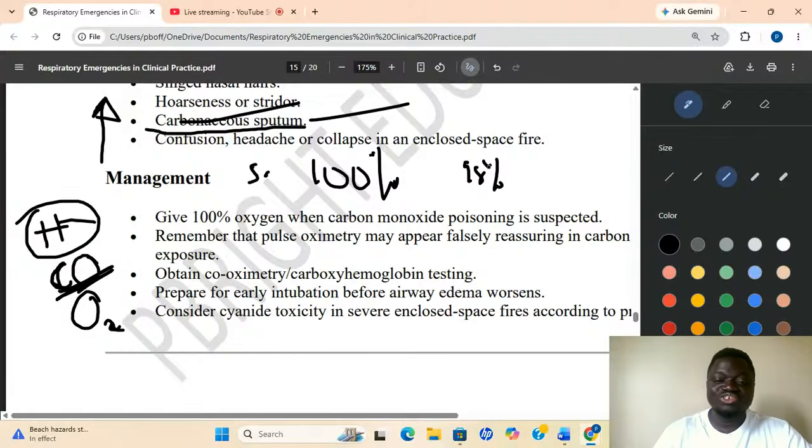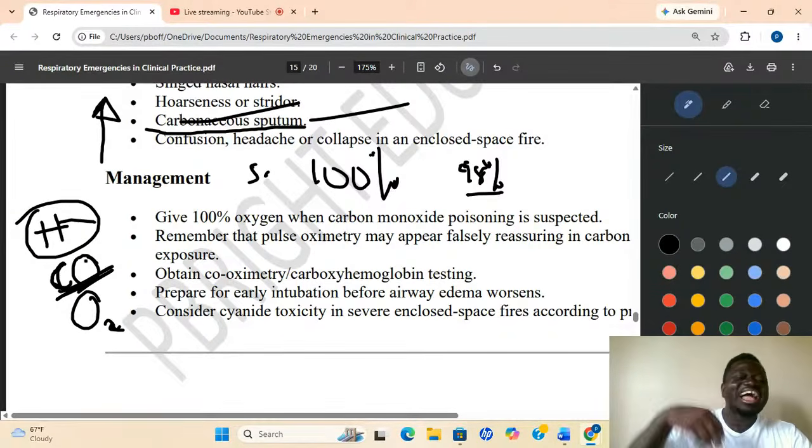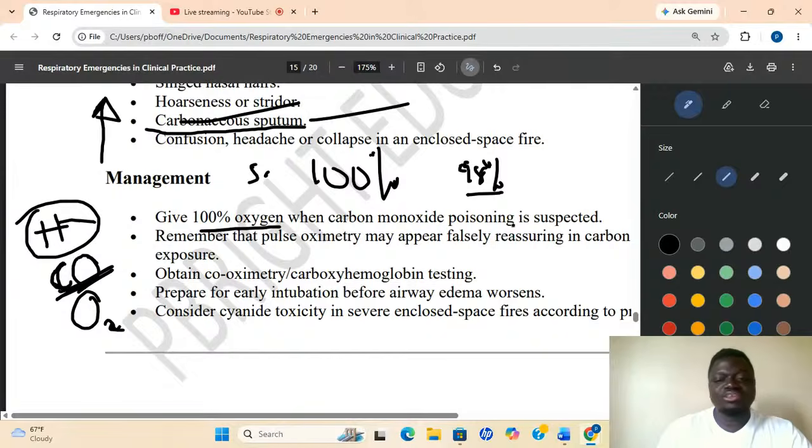A patient who is unconscious, with this saturation, it doesn't drop. Really? Okay. So what do we have to do? We have to counter it. I say when somebody gives you pressure, give higher pressure. So you give more, 100% oxygen, when carbon monoxide poisoning is suspected.